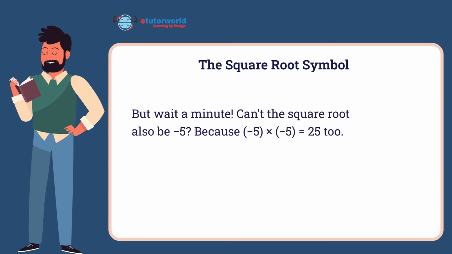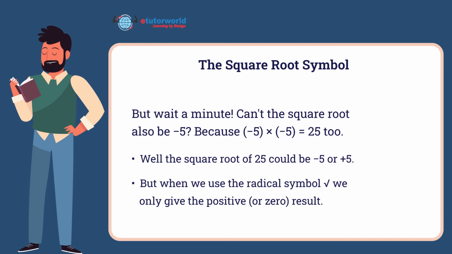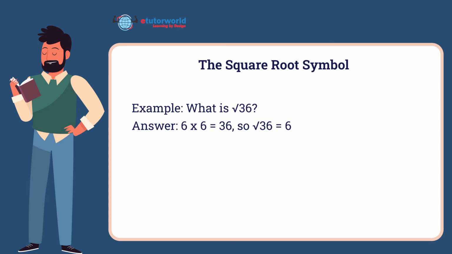But wait a minute. Can't the square root also be -5? Because -5 times -5 equals 25 too. Well, the square root of 25 could be -5 or +5. But when we use the radical symbol for square root we only give the positive or 0 result. Example, what is the square root of 36?